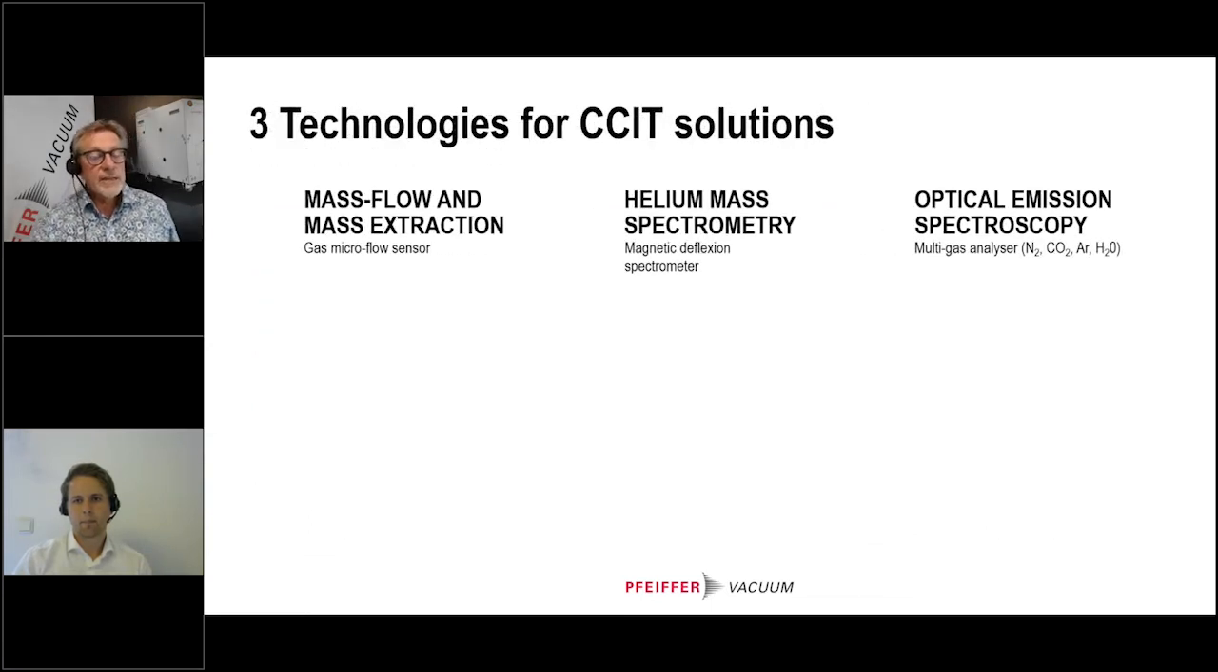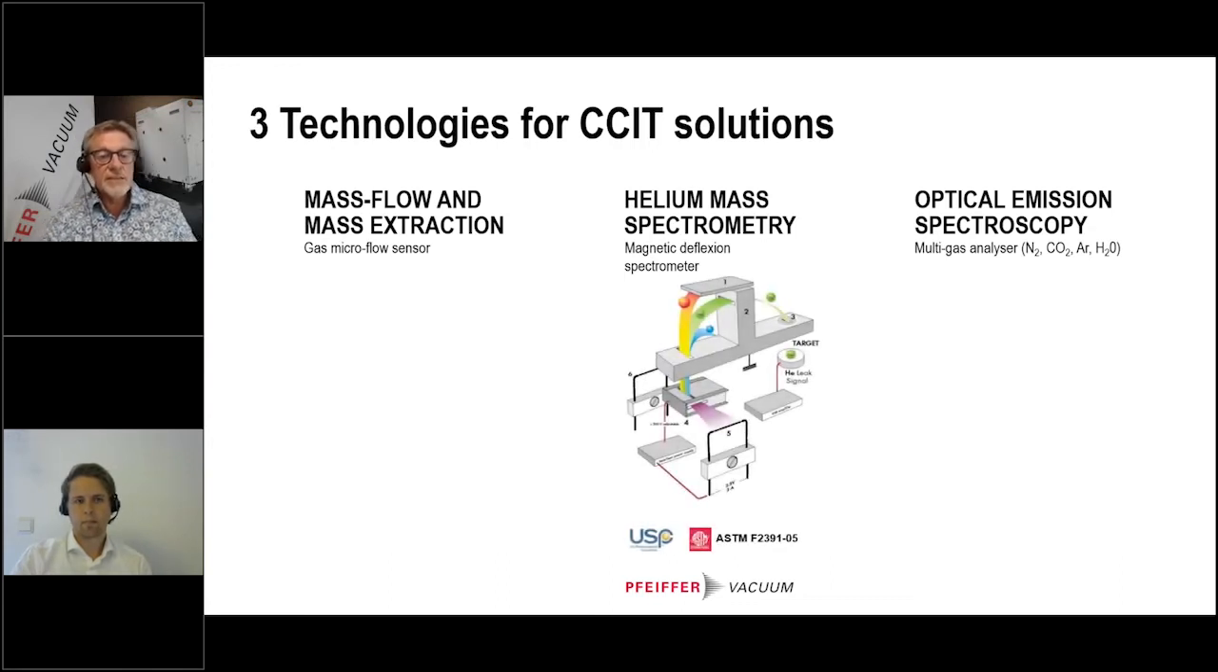So the three technologies, in a few words, that we use for this test: first is the helium mass spec, which is more or less the golden reference for CCIT. It's the most sensitive method for leak testing or CCIT, because it's very selective, as you can see in this picture. With a mass spectrometer, you only measure the helium molecule without any interference from the other gas. So this is the reason why it is so sensitive. The pain is that we need helium inside the container, and it's not easy to do depending on your container.